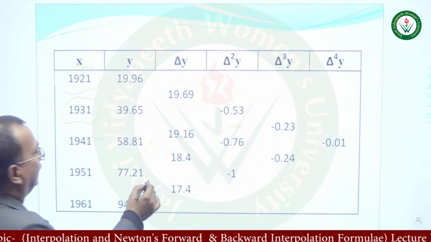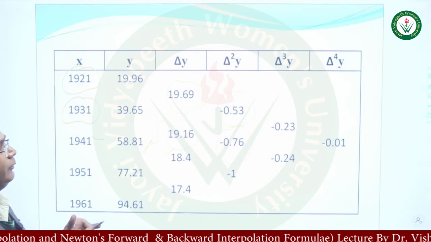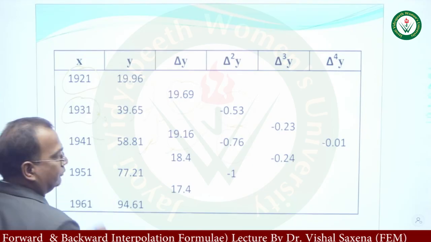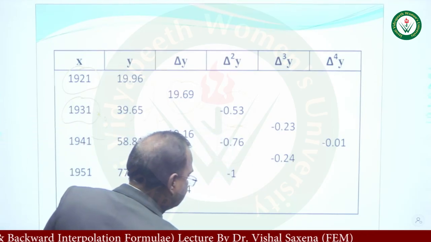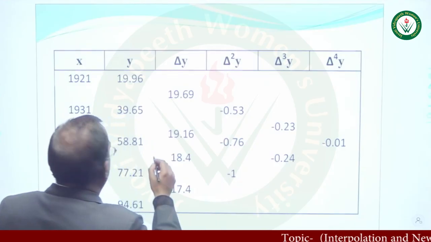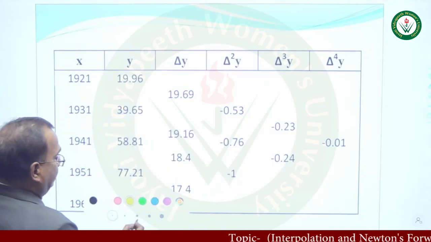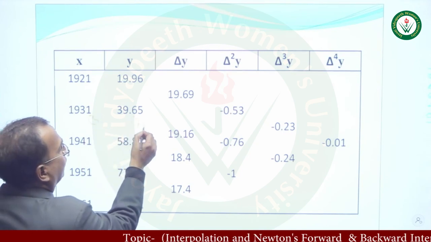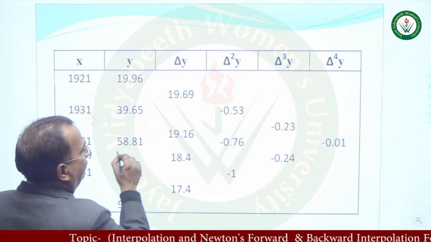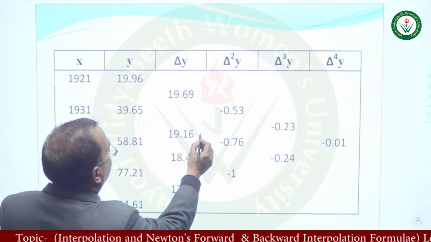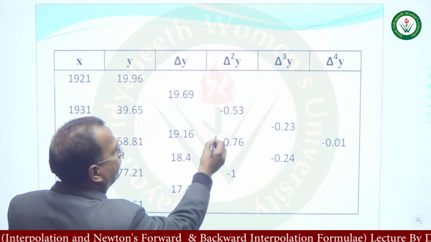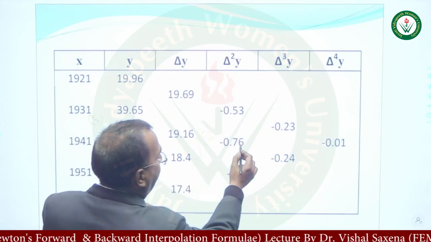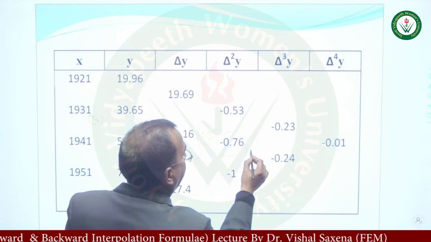Now I have to explain the notations again. Look at how the notations will come. I have taken this one as x naught, and this is taken as y naught. Because the difference of these two is coming, this is called del y naught. Now the difference of these two is given by del square y naught.